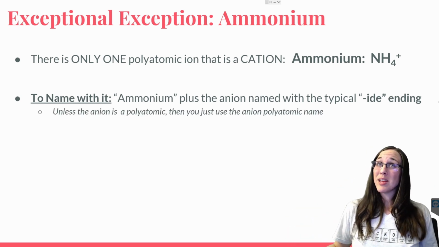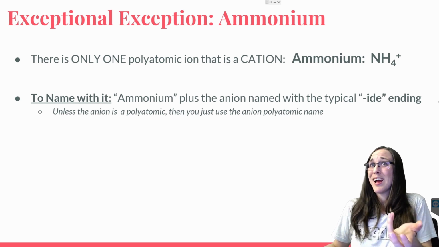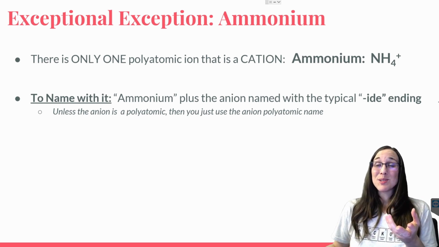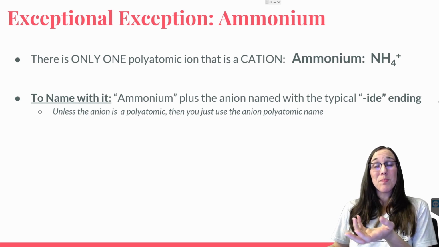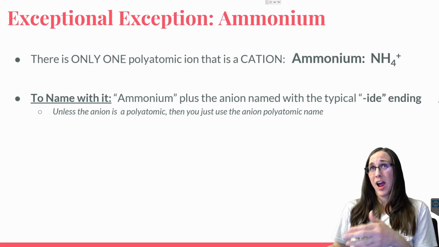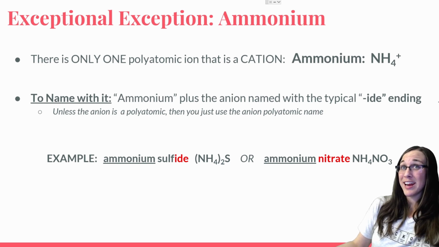Unless, of course, ammonium happens to be paired with another polyatomic ion, then you would just use the anion's polyatomic name, and you wouldn't have to end that in "ide." So for example, if I was going to pair ammonium and nitrate together, both of which are polyatomic ions, I wouldn't convert nitrate to nitride. I would say nitrate still. So there you have it, both examples. For ammonium with a normal anion like sulfur, it would be ammonium sulfide. But again, if it was with another polyatomic, you would just keep the polyatomic's whole name, not changing anything. Ammonium nitrate as an example.